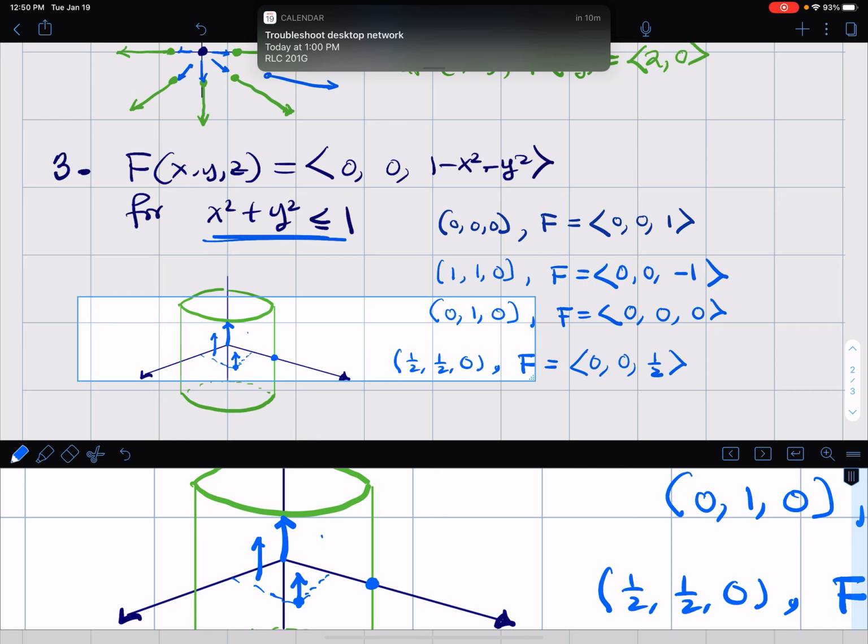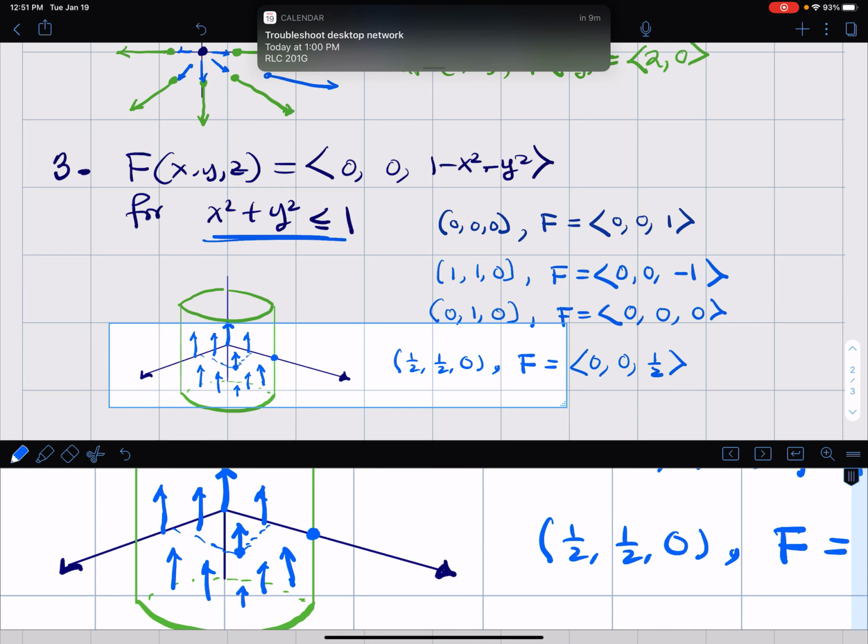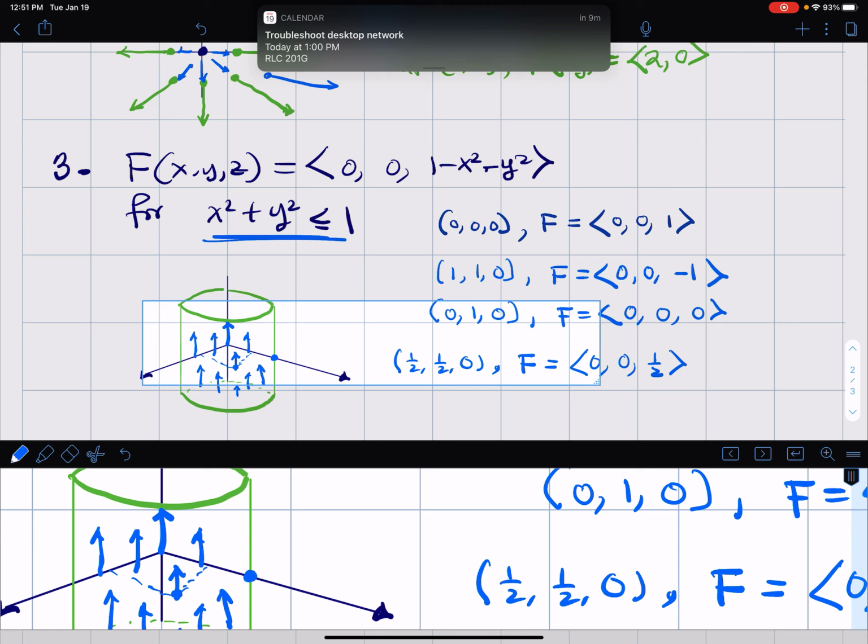So we're going to get vectors that are all moving up along the z-axis, but the closer we are to the origin, the longer the vectors become. The farther we are, the shorter it becomes. So that's what we end up with.